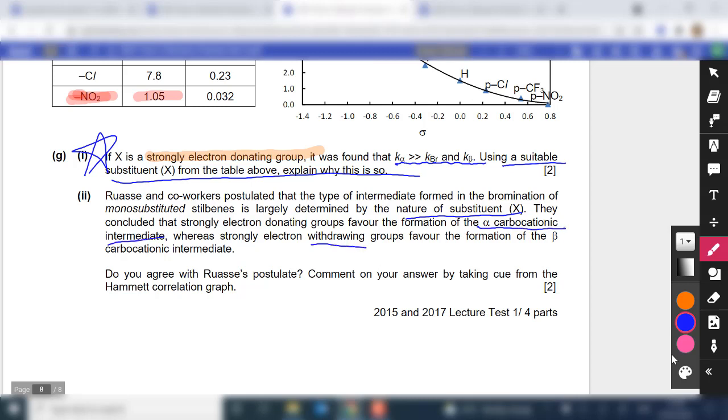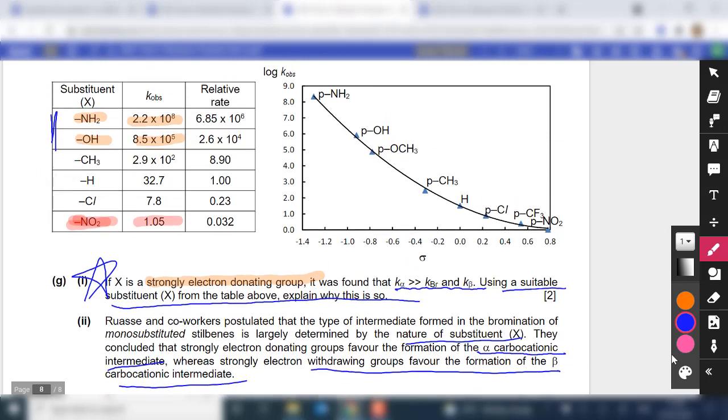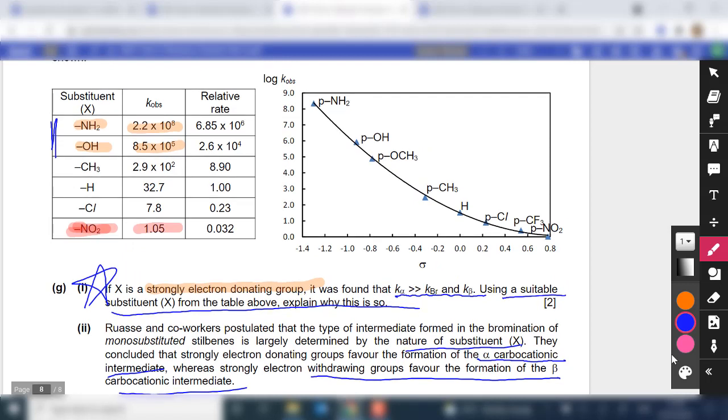Okay, the withdrawing group favors formation of beta, and then you will ask from the graph whether you agree with their postulate or you do not agree. Okay, so I think that's fine. So you realize that from this particular graph, right, you can actually split them up into roughly three portions, and it's not really a straight line.